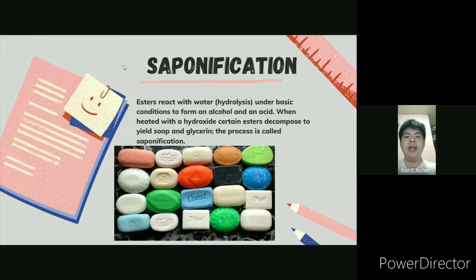So, one way to create these products is saponification. Esters react with water, also called hydrolysis, under basic conditions to form an alcohol and an acid. When heated with a hydroxide, certain esters decompose to yield soap and glycerin. The process is called saponification. So this means this chemical reaction is a result of saponification, the usual products that are very common in our bathrooms.